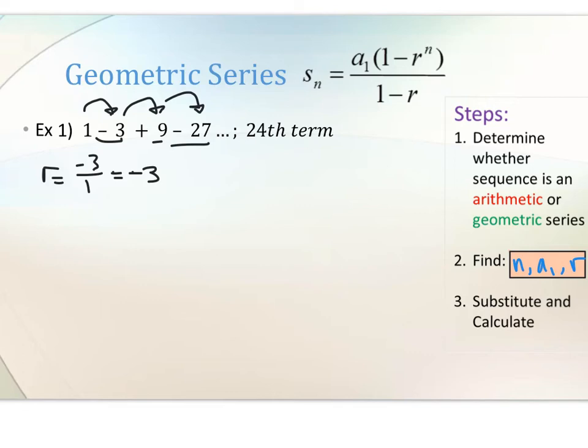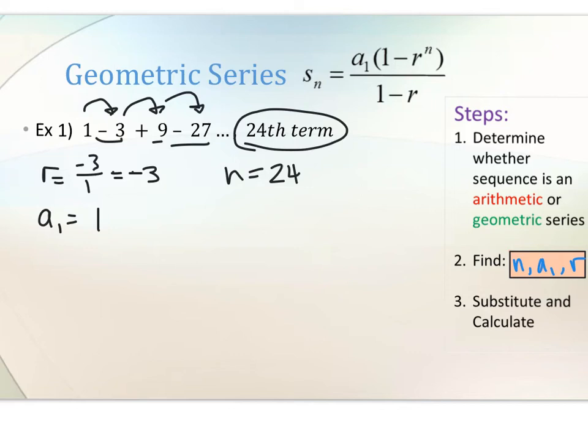And so with the geometric series, it's actually a little bit easier because I don't have to worry about finding my last term, because with multiplication, we can talk about how many times we're going to multiply. So really, once we find n, a sub 1, our first term, and r, we're ready to go. The first thing is I already have my r, which is -3. My a sub 1 is going to be +1. And then my n is going to come from this part right here, where I want to find the sum of my first 24 terms. And so that means that n is going to equal 24.